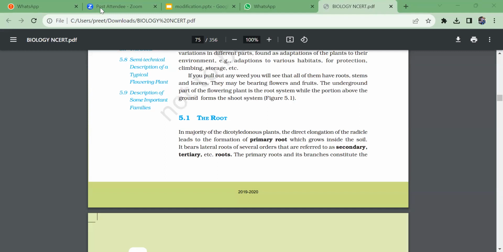Now we are back with the textbook. Okay. So again, everybody look into your textbook. In the majority of dicotyledon plants, a direct elongation of the radicle. What is the radicle? The one which later becomes the root. Okay. Where do you get this radicle? In the embryo. Did you understand that? In the majority of dicotyledons, it leads to the formation of the primary root.